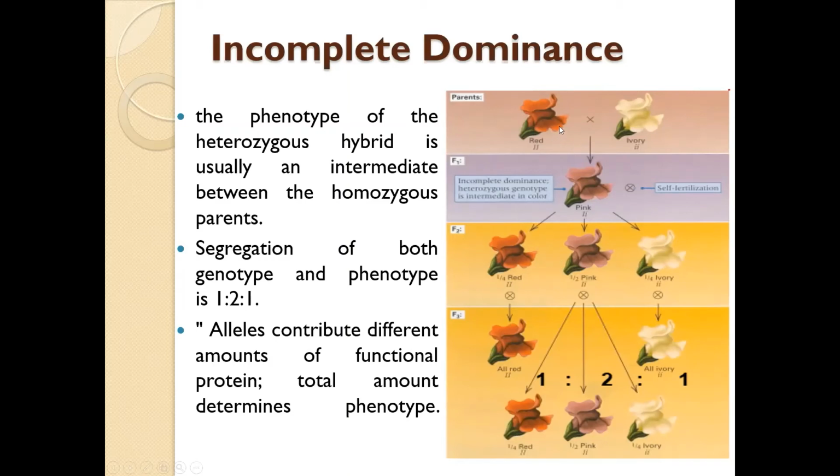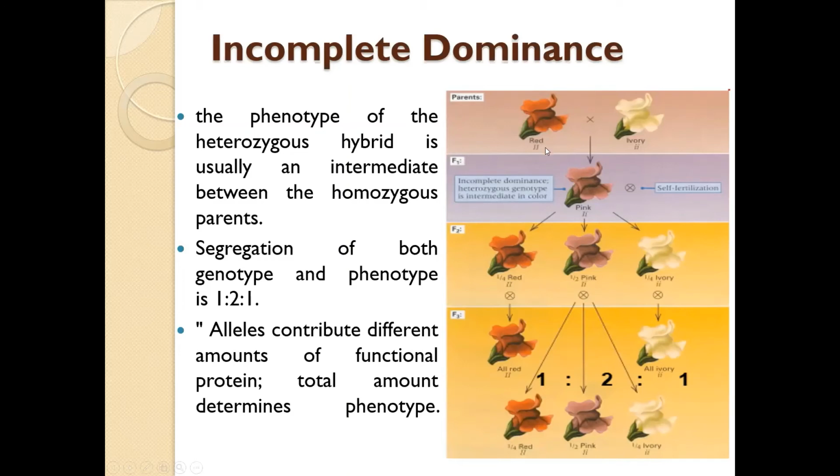But in the case of complete dominance, we find a 3:1 ratio for the dominant phenotype, and in the case of codominance, we will get a 3:1 phenotypic ratio and a 1:2:1 genotypic ratio. But here, the phenotypic and genotypic ratios are both 1:2:1. So the alleles contribute different amounts of functional protein, and the total amount determines the phenotype.